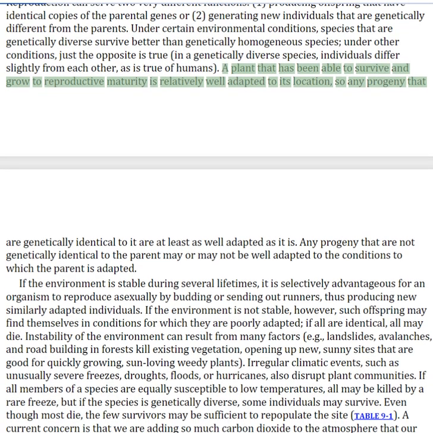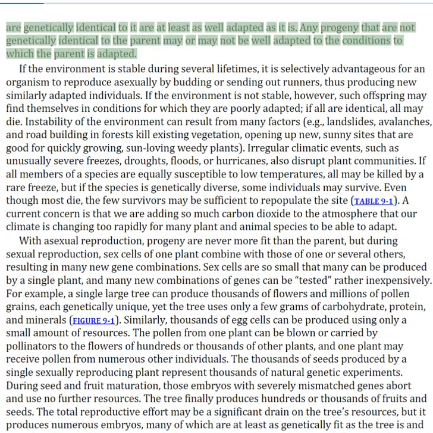A plant that has been able to survive and grow to reproductive maturity is relatively well adapted to its location, so any progeny that are genetically identical to it are at least as well adapted as it is. Any progeny that are not genetically identical to the parent may or may not be well adapted to the conditions to which the parent is adapted.